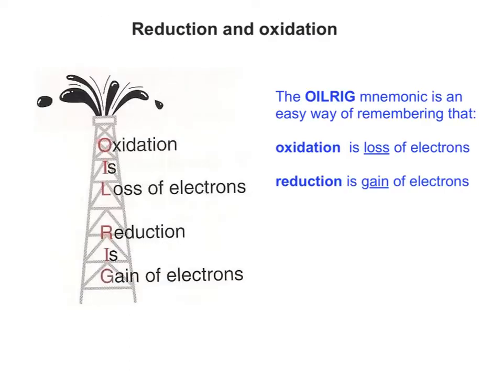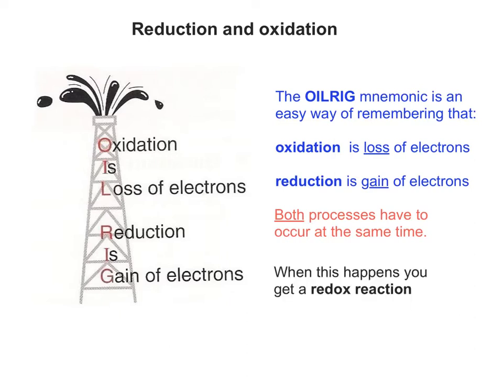So the easiest way to remember which is which, in terms of oxidation and reduction, is the OIL RIG mnemonic, which is: oxidation is loss of electrons and reduction is gain of electrons. Obviously, if something loses electrons, something else has to gain them and vice versa, so both processes have to occur at the same time. So when this takes place, you get what's called a redox reaction, redox being a shortened version of reduction and oxidation put together into one word.